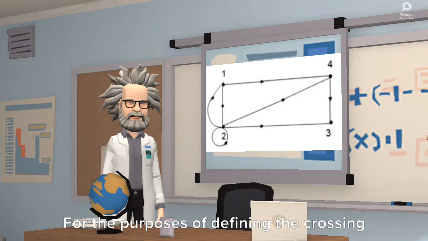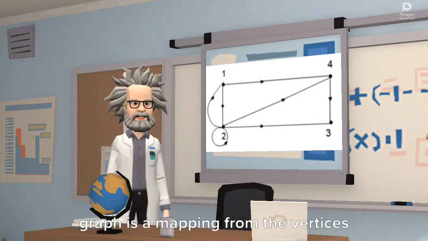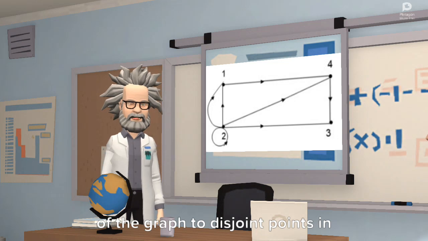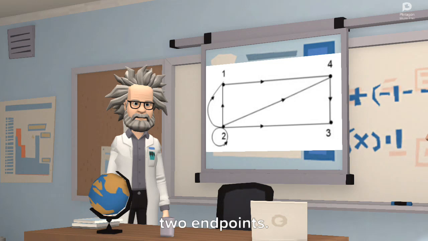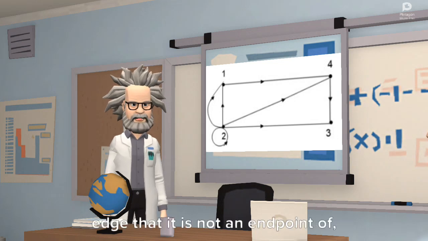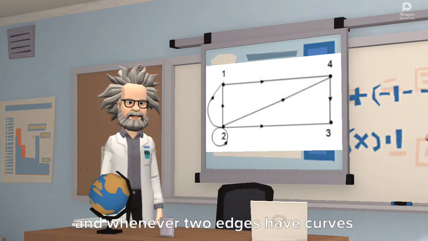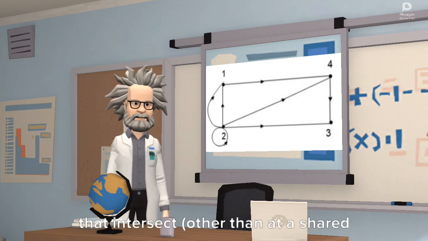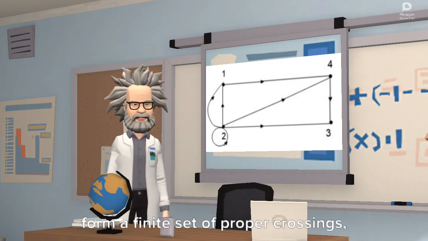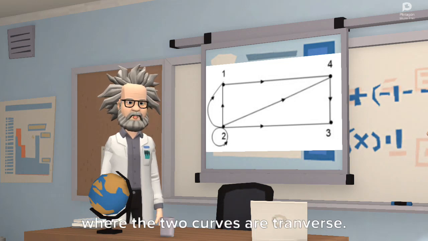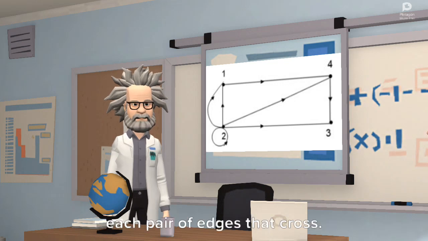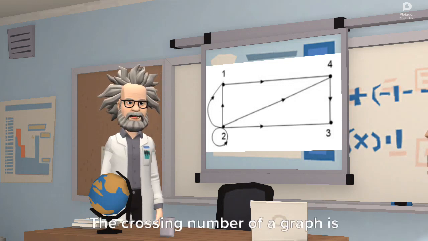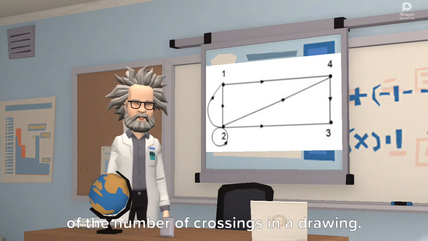For the purposes of defining the crossing number, a drawing of an undirected graph is a mapping from the vertices of the graph to disjoint points in the plane, and from the edges of the graph to curves connecting their two endpoints. No vertex should be mapped onto an edge that it is not an endpoint of, and whenever two edges' curves intersect, other than at a shared endpoint, their intersections should form a finite set of proper crossings, where the two curves are transverse. A crossing is counted separately for each of these crossing points, for each pair of edges that cross. The crossing number of a graph is then the minimum, over all such drawings, of the number of crossings in a drawing. That's it.